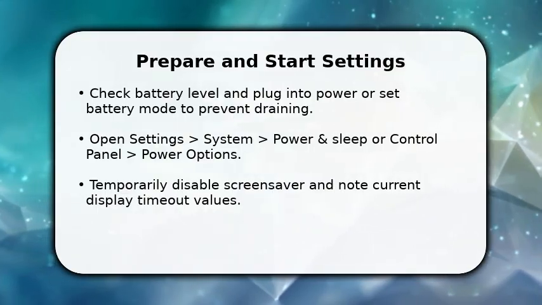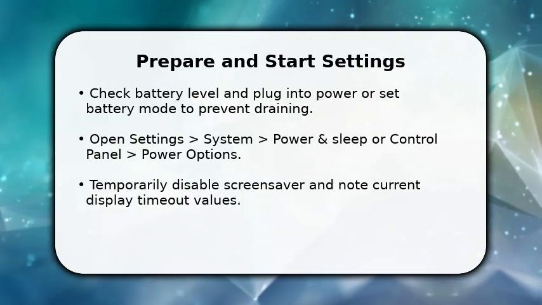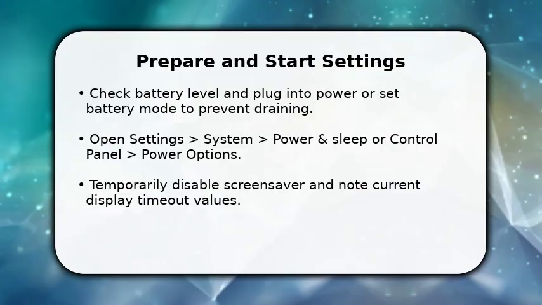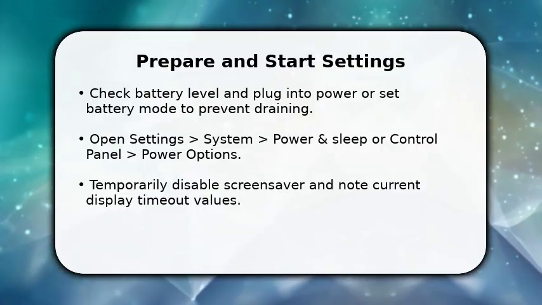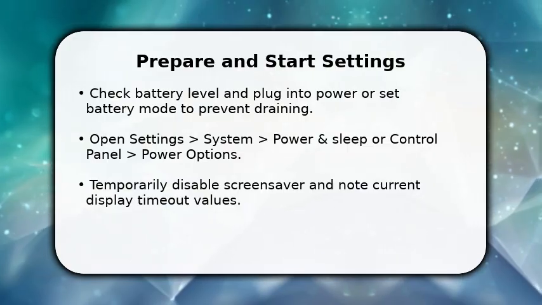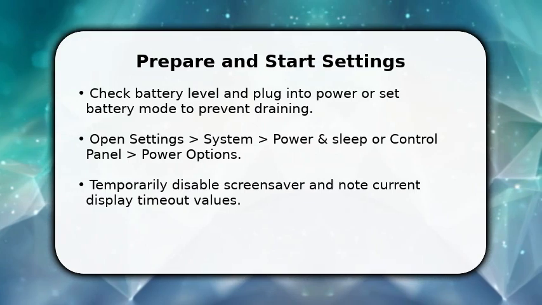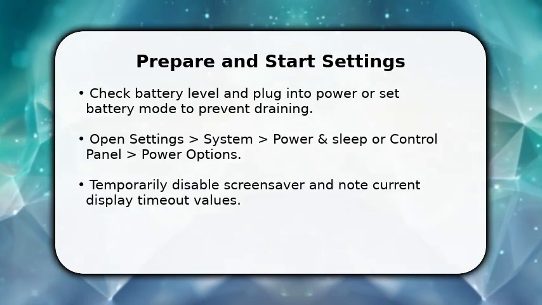Once inside, disable the screensaver and set display timeout values to a long period or never. This first step prevents automatic dimming and sleep while you proceed. Make sure to note original values so you can revert later if needed. Changing these settings keeps the screen active immediately.